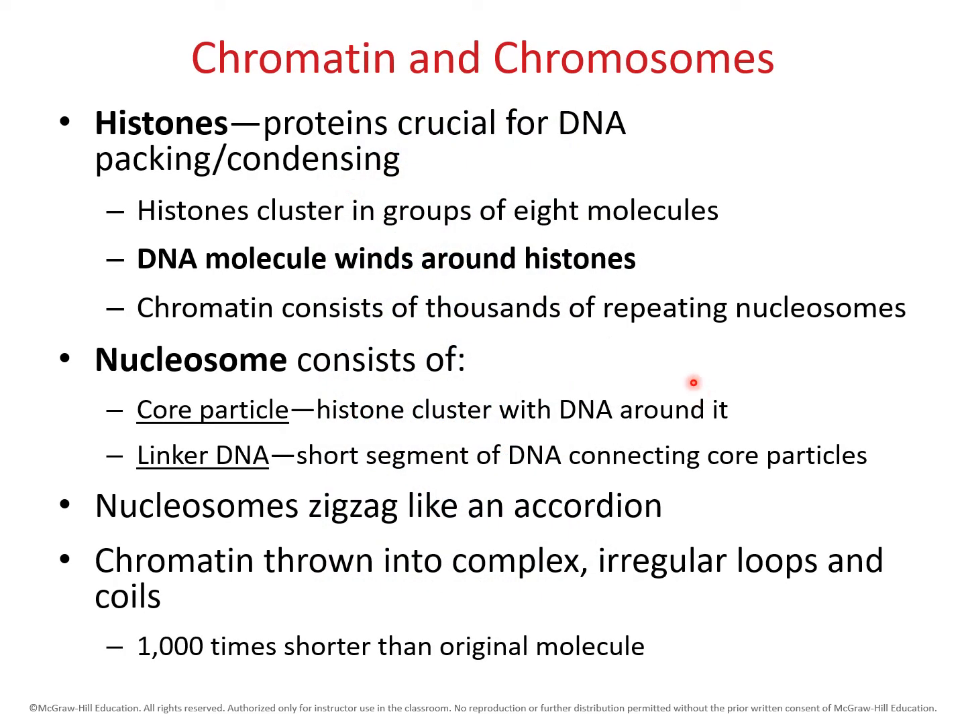Here's in words basically what I just showed you on that previous picture. Histones are the proteins that DNA will wrap around. Remember, histones are going to cluster together in groups of 8. Once we have those 8 histones bound together in a group, the DNA molecule will wind around those histones, sticking to them. And then you get the formation of a nucleosome.